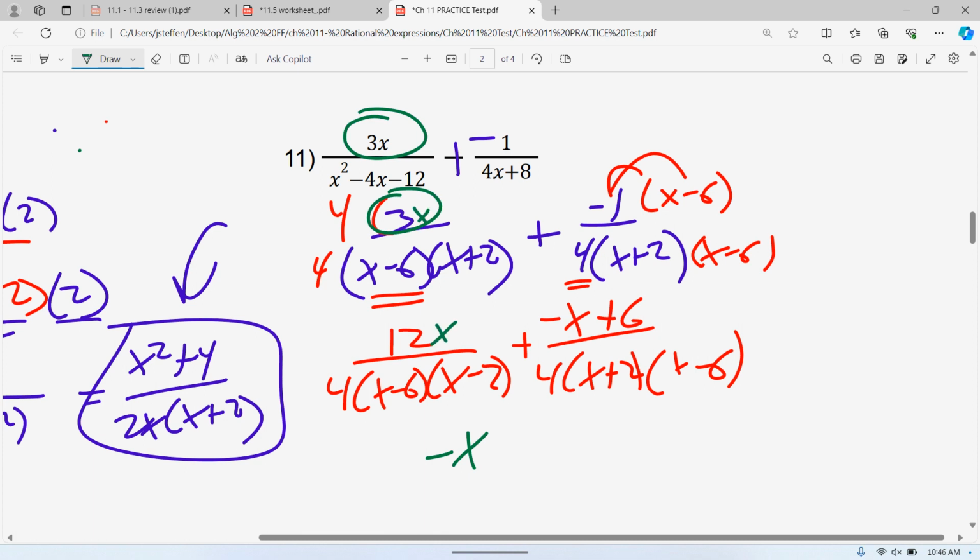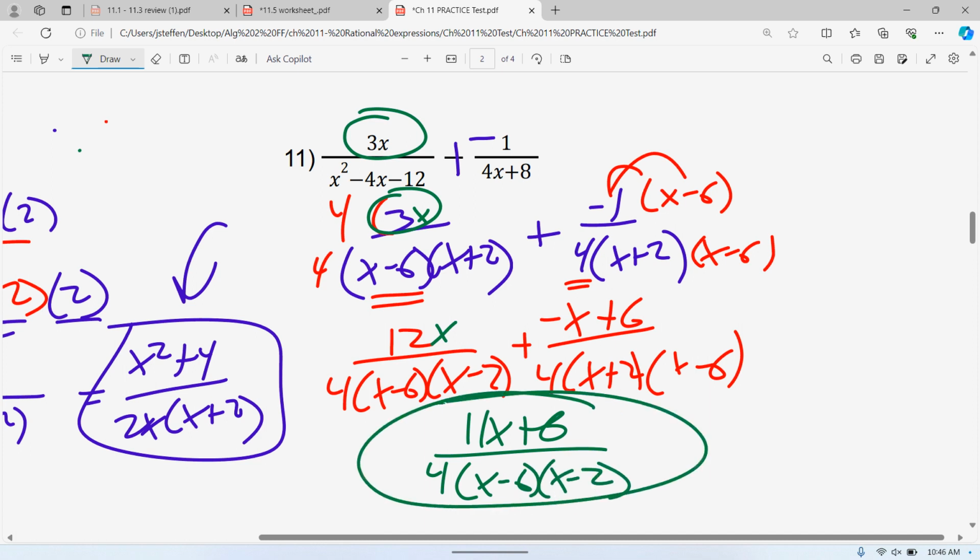So now we do have like terms. 12x minus 1 is 11x. That makes more sense. The 6 doesn't combine. And our denominator is 4x minus 6 times x minus 2. x plus 2.